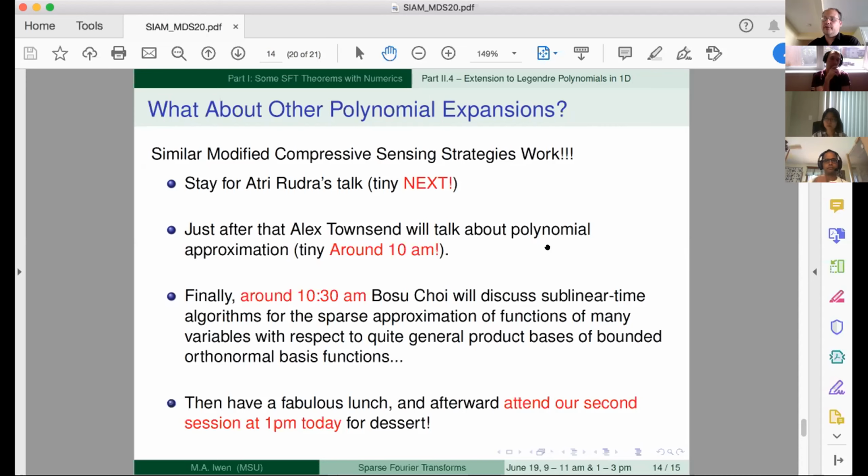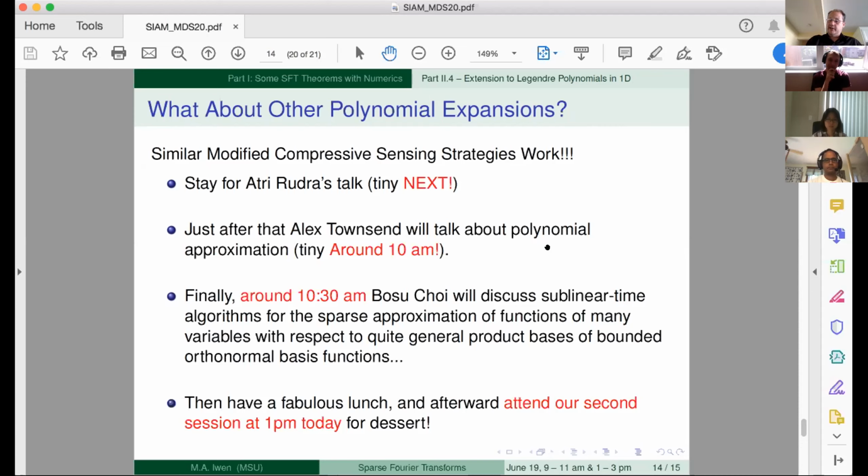of many variables when you have significantly more general product bases that you're seeking a sparse representation with respect to than just the Fourier basis. So other ways you can generalize these techniques to more complicated types of bases that you might be after, and where you still want to have the sublinear time behavior.